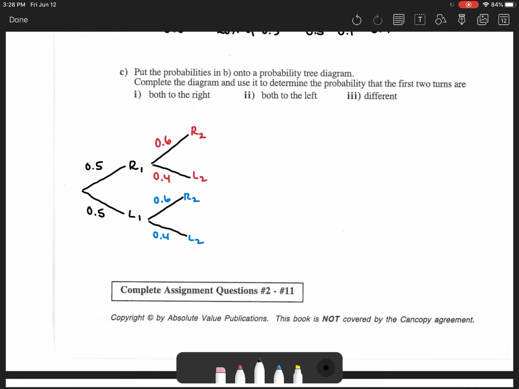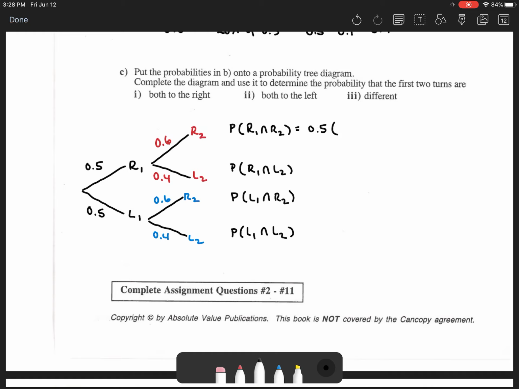So now I do my calculations for each pathway in this tree diagram. The first one would be the probability of going right on the first move and right on the second move. The next one would be the probability of going right on the first move and left on the second move. Then the probability of left on the first move and right on the second move, and then lastly, the probability of going left on the first move and left on the second move. Okay, so there's the notation.